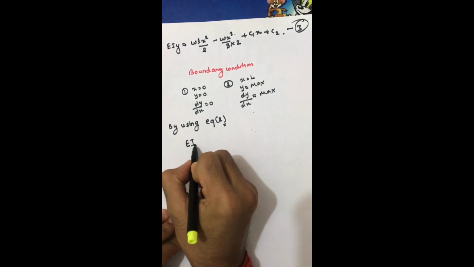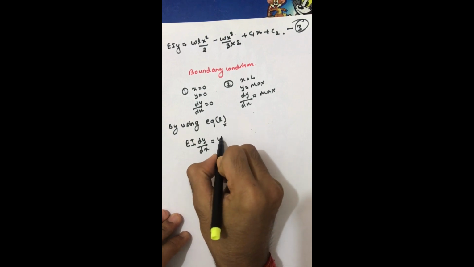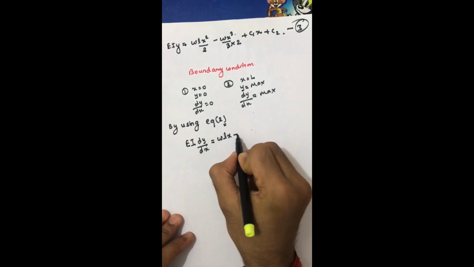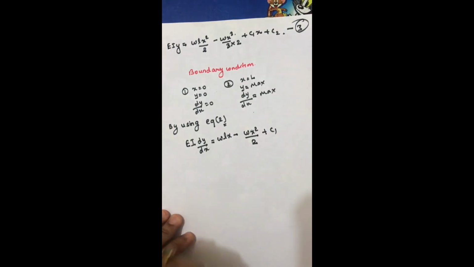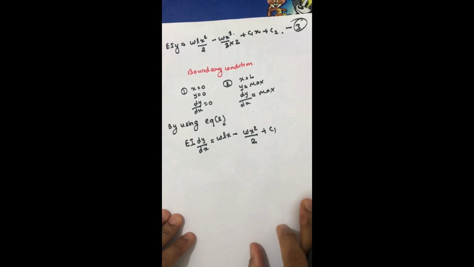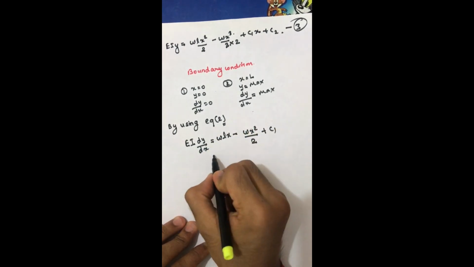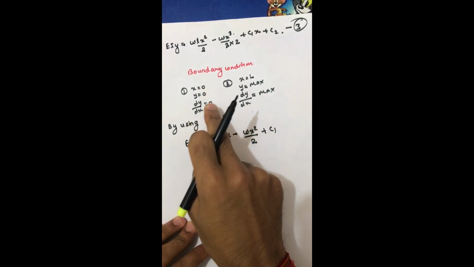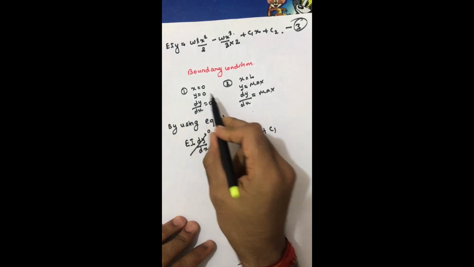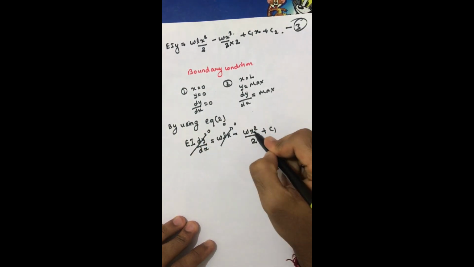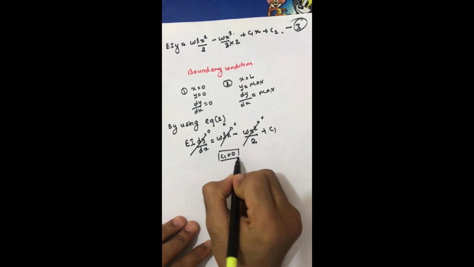So equation 2 says EI dy/dx equals w L x minus w x square divided by 2 plus c1. This is equation number 2. Here we will put x equals 0, y equals 0, and dy/dx equals 0. So these terms get 0, and since x is 0, this term also gets 0. So we are getting c1 equals 0.